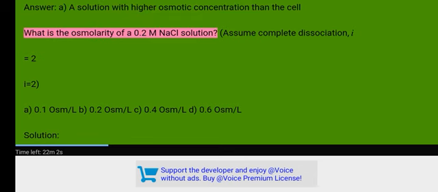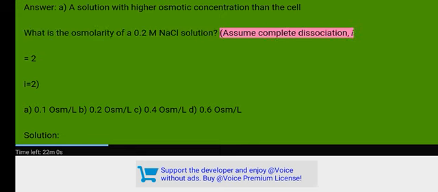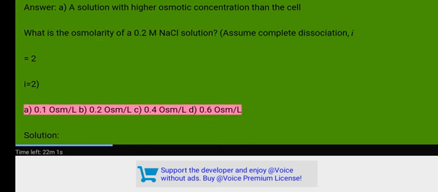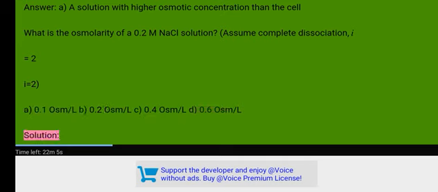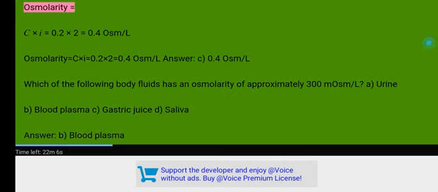What is the osmolarity of a 0.2 M NaCl solution? Assume complete dissociation, i equals 2. A. 0.1 Osm/L. B. 0.2 Osm/L. C. 0.4 Osm/L. D. 0.6 Osm/L. Solution: osmolarity equals C times i equals 0.2 times 2 equals 0.4 Osm/L.